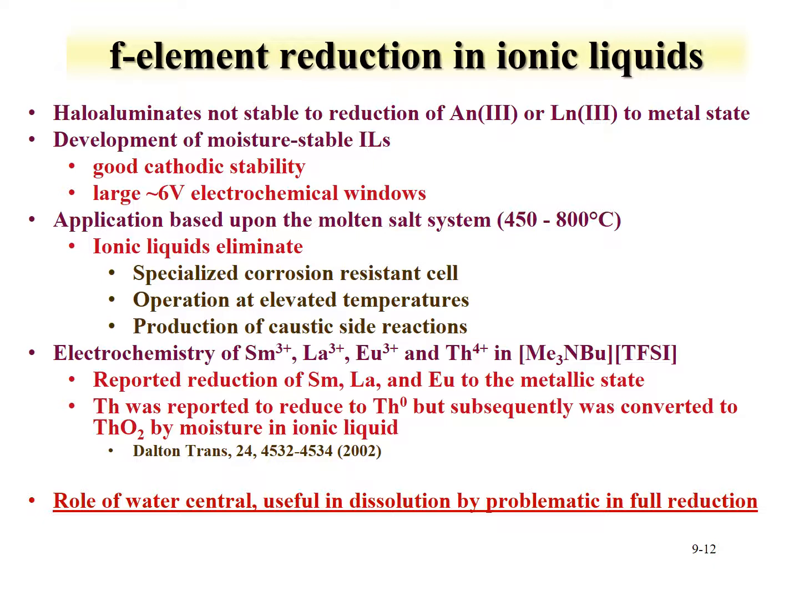Some of the advantages that one would have using ionic liquids compared to the molten salts are listed here. The ionic liquids eliminate the corrosion resistance that is necessary for a high temperature molten salt system. They can operate at elevated temperatures, in other words, on the order of 100 degrees, but not the temperatures that are necessary for the molten salt system. And the molten salts also produce caustic side reactions, whereas for the ionic liquids, those are eliminated.